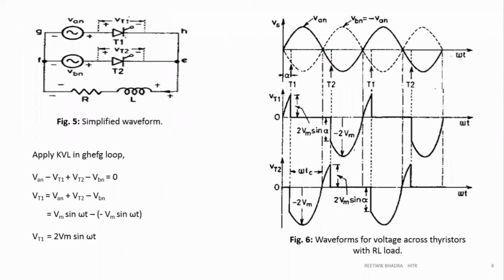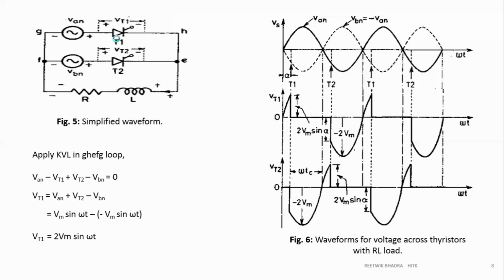So VAN turns on T1, and both are connected in series, with positive connected to positive. VBN is connected to T2 with positive connected to positive, and both of these supply an RL load. So we are basically simplifying the diagram in these terms. Because VBN will make T2 forward biased, T1 and T2 will supply this RL load. So the load is connected in parallel.